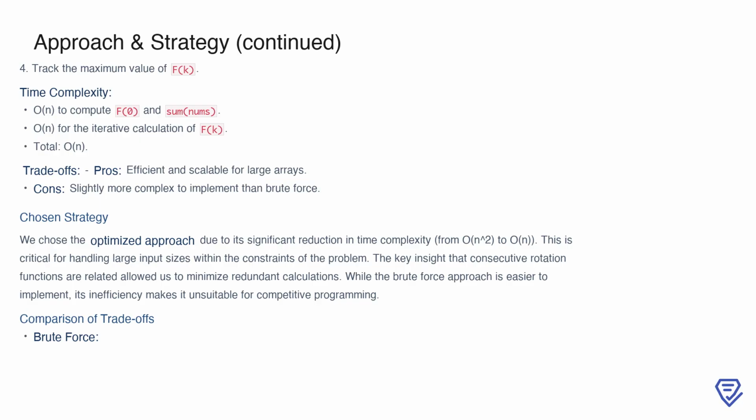While iterating, we continuously track the maximum value of f(k) to determine the result. The optimized approach improves the time complexity dramatically. Computing f(0) and sum of nums both take O(n), and deriving f(k+1) from f(k) for all rotations also takes O(n). Therefore, the total time complexity is reduced to O(n), making it suitable for large input sizes.